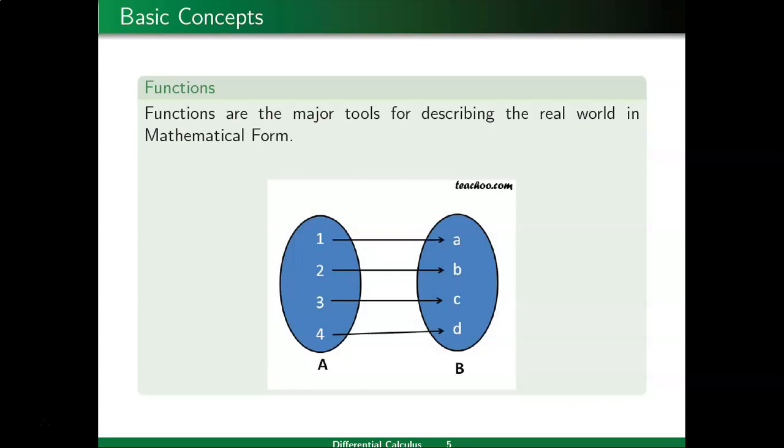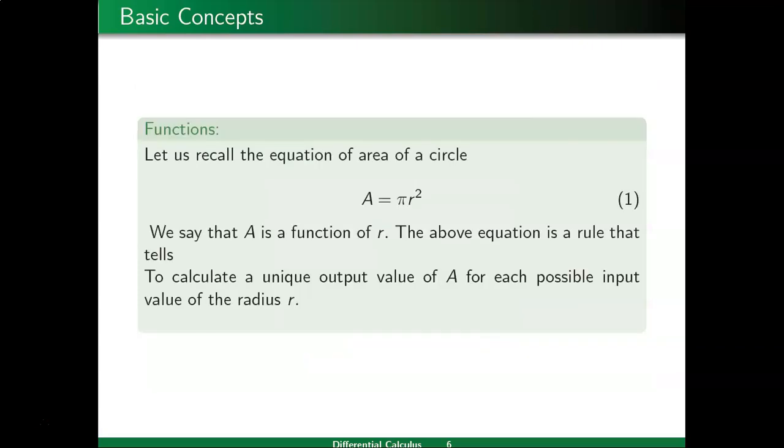As you can see on the screen, we have two sets A and B. The elements 1, 2, 3, 4 are being mapped to the points of set B. Set B contains the points a, b, c, d, right? So what is a function? A function is basically a rule under which the points of set A are mapped onto the points of set B.